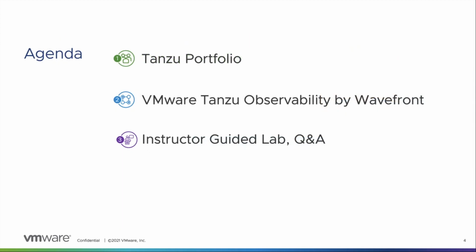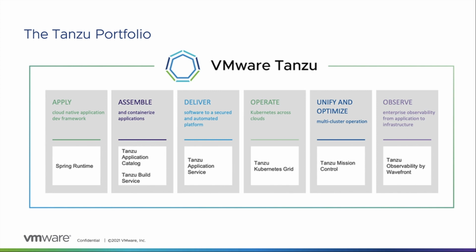Today we're going to be talking a little bit about the Tanzu portfolio and then a quick review of Tanzu Observability and dive right into the lab. The VMware Tanzu portfolio is a family of products and services for modernizing your applications and infrastructure with a common goal: deliver better software to production continuously.